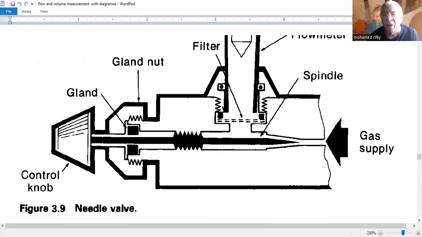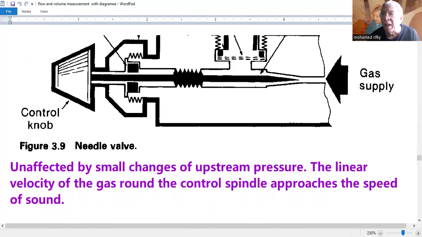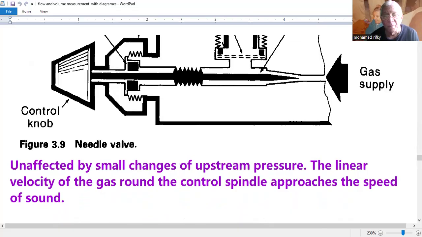This is the needle valve, where we have a knob and a spindle, and we have a gland and a gland nut to prevent a leak, and then we have a filter. The point is that the speed of air here is above the speed of sound, so the linear velocity is very high, creating a high pressure. This will overcome the resistance from the ventilators or the vaporizers. So this is the importance of this high velocity that exceeds the normal flow laws.